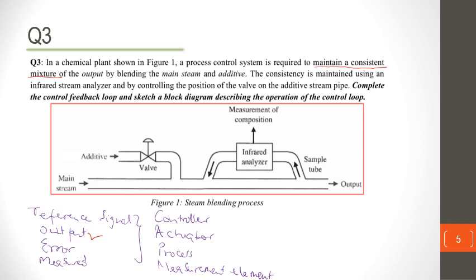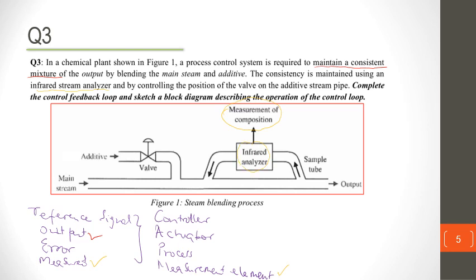So the consistency is maintained using an infrared steam analyzer. We can see that there's an element here called an infrared steam analyzer. The output of that is the measurement of composition. So already we have identified that the infrared steam analyzer acts as a measuring element because it gives you a measurement of composition, which is the measured signal. So here we have identified this as well as that. So these are the elements and the measurement.